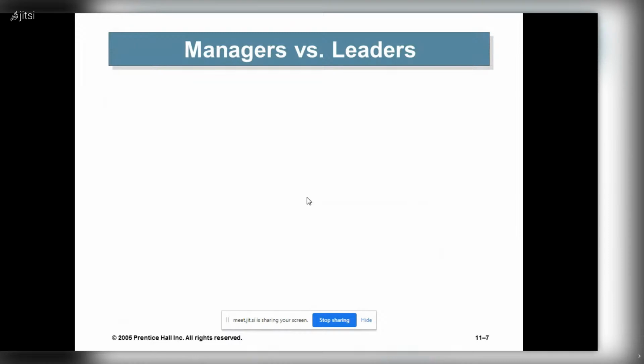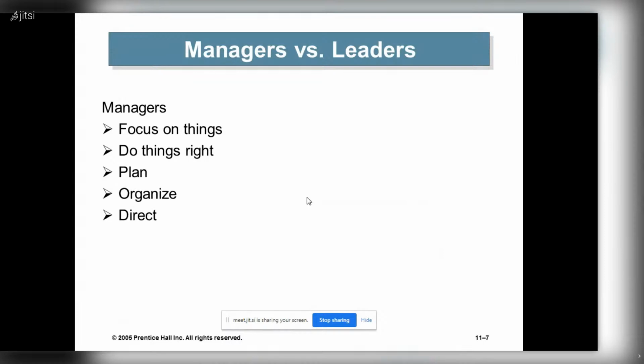So how do we differentiate managers versus leaders? As I already told, most of the time leaders are guiding, right? Managers always focus on doing things right. They plan, organize, direct, and control. They perform all the functions of management. Even leaders perform all the management functions, from planning to control. Even leaders perform the same.